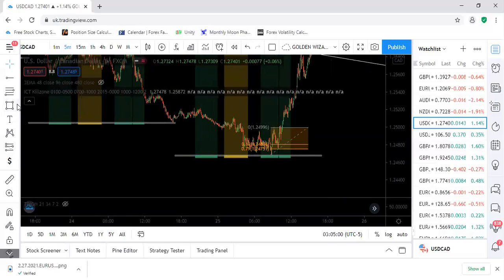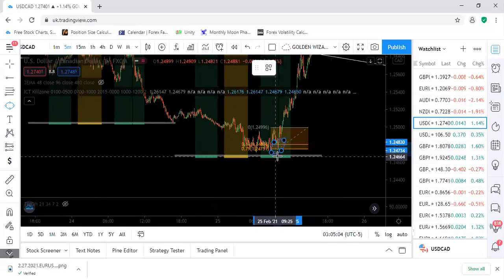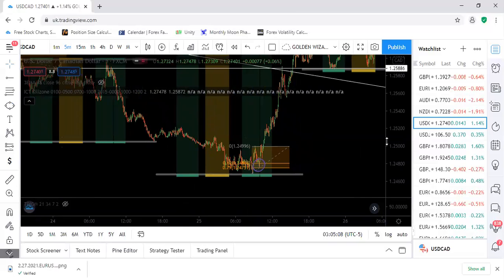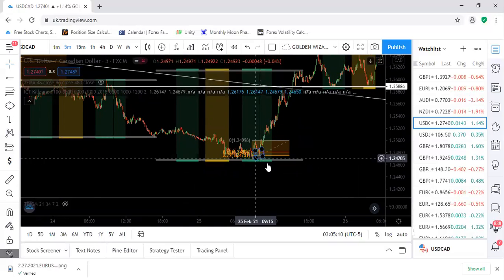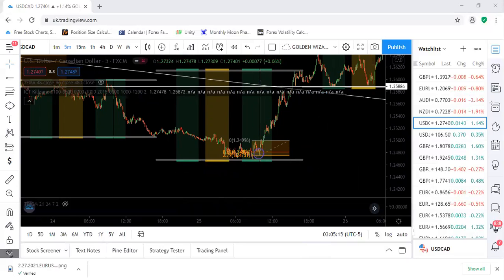So probably, I didn't catch this, probably not a setup I would want to catch, but just in terms of back testing and gaining some insight as to how these things play out, how the market operates. Look at that. And that was the 25th. That was Thursday. Thursday creates the low of the week. Boom.